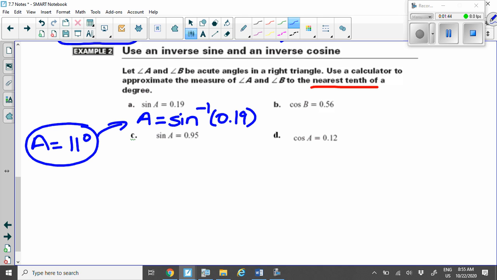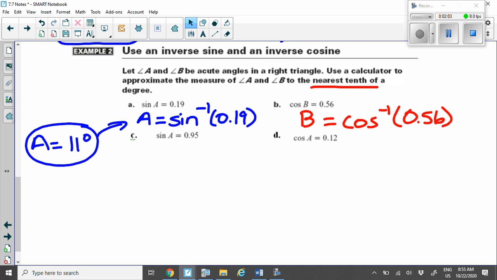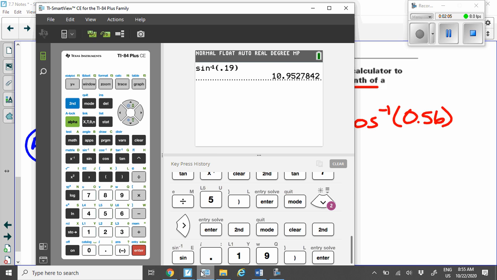Okay, let's try B. So B, we're going to do the same thing. So here we have cosine of B equals 0.56. Now I need to move that cosine over. Now when I move the cosine over, it makes it into the inverse. So in my calculator, I'm going to do inverse cosine of 0.56.